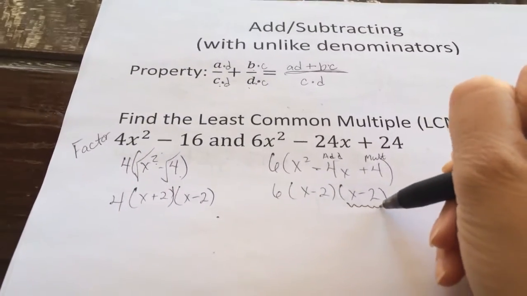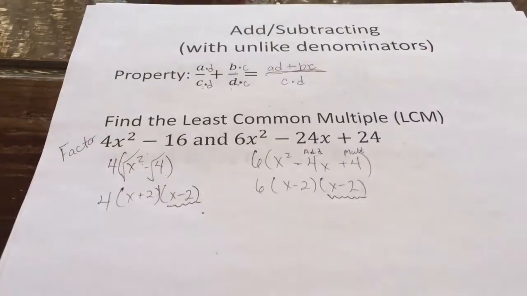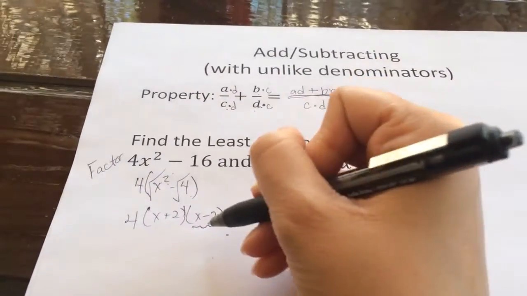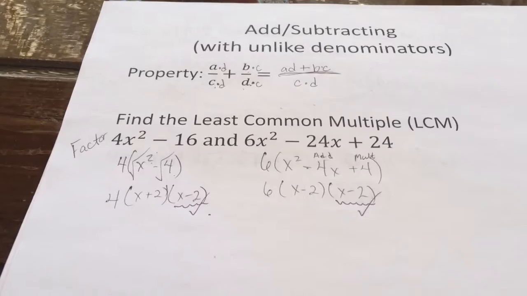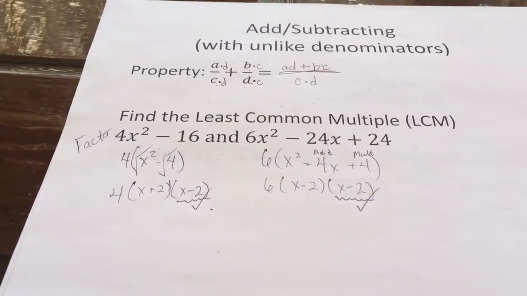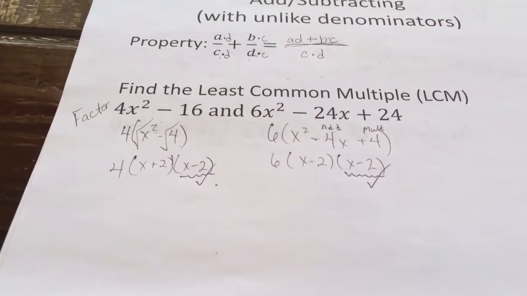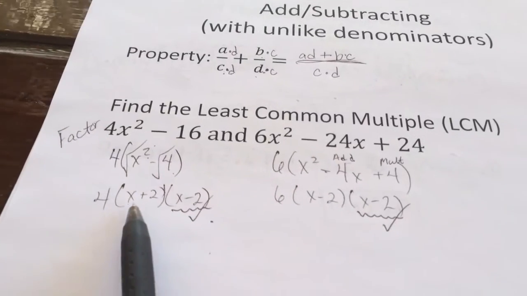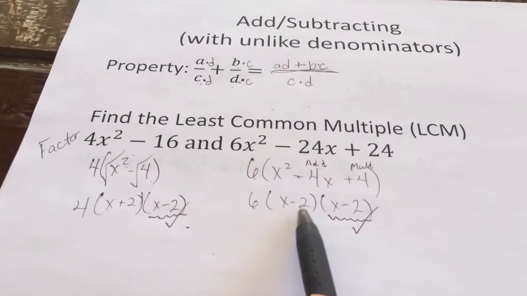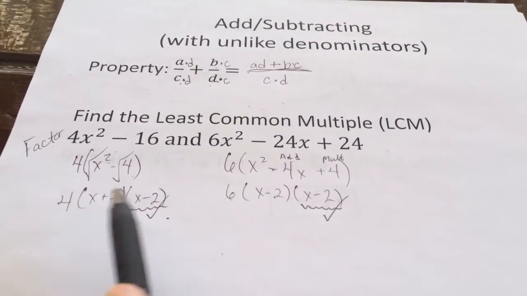Alright, our goal is to get these to be the same. Right now I see that they both have an x minus 2 in common. So that's one thing that they already have in common that I don't have to change anything, okay? But everything else is slightly different, okay? So this one over here has an x plus 2. This one has an x minus 2. Those are not the same thing.